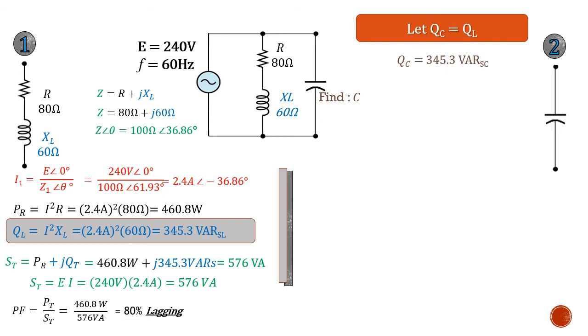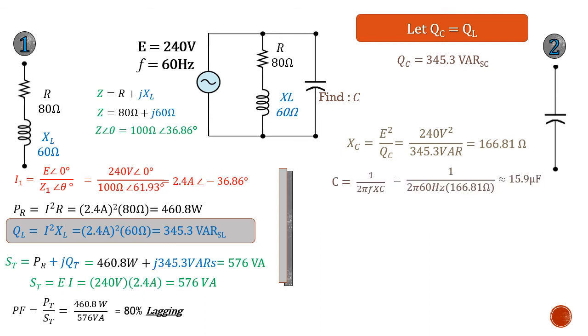Now our capacitor is hooked up in parallel, so it gets the full 240 volts. Using voltage squared over our power, we can get our XC, which in this case works out to 166.81 ohms. Once you have your XC, you can rearrange your capacitance formula for capacitance, and that works out in this case to be 15.9 microfarads. So we would need about a 16 microfarad capacitor in order for this circuit to be at unity.